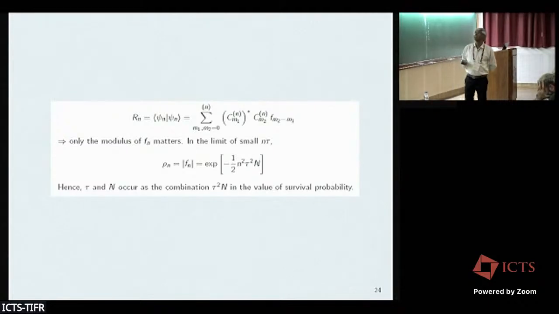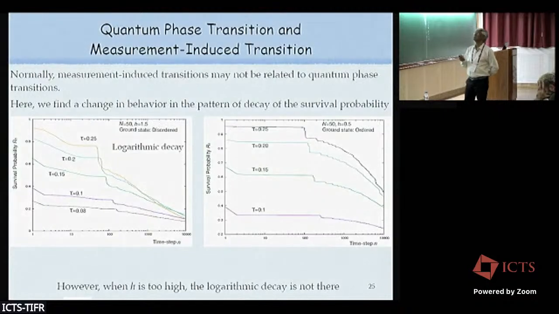Now I just discuss briefly the relation between quantum phase transition and measurement-induced phase transition. Normally, measurement-induced phase transition may not always be related to the quantum phase transitions. Here we find that when the ground state is disordered, then the survival probability versus time step curve has a logarithmic decay. But this logarithmic decay is absent when the ground state is ordered. So this measurement-induced phase transition and this survival probability can sense whether the ground state is ordered or disordered, and it depends on the value of h, on whether h is in the ordered regime or disordered regime.